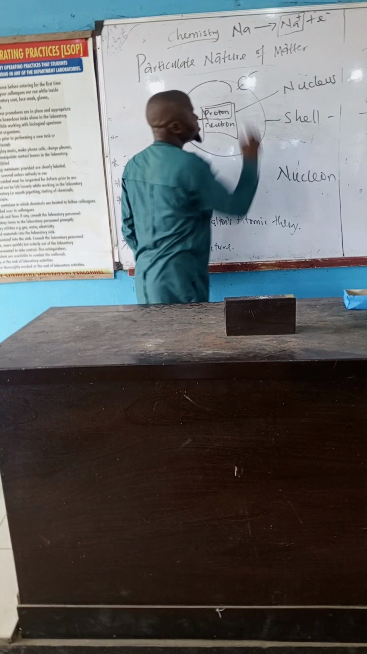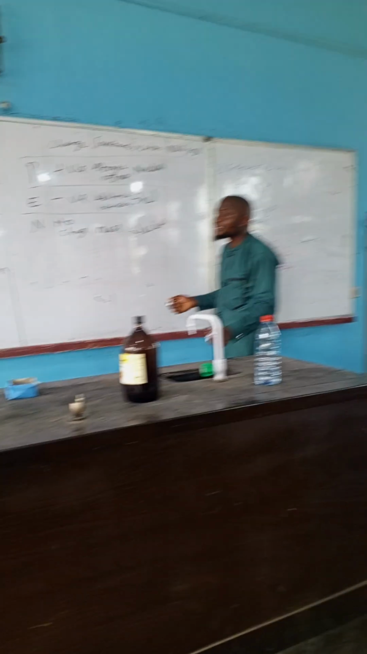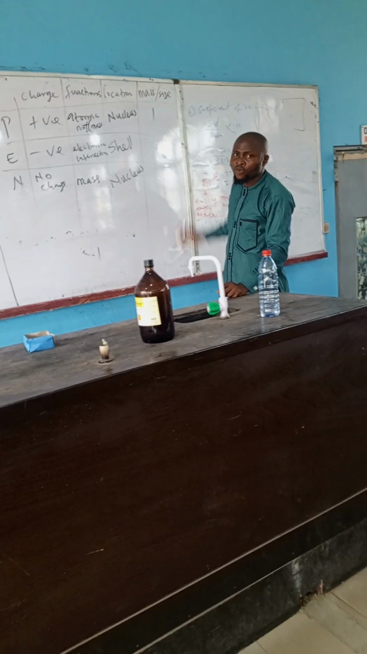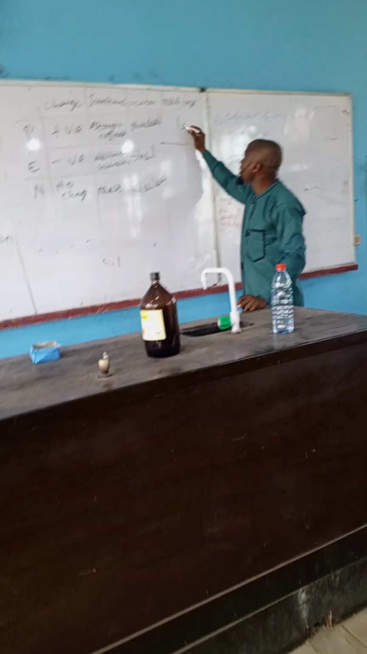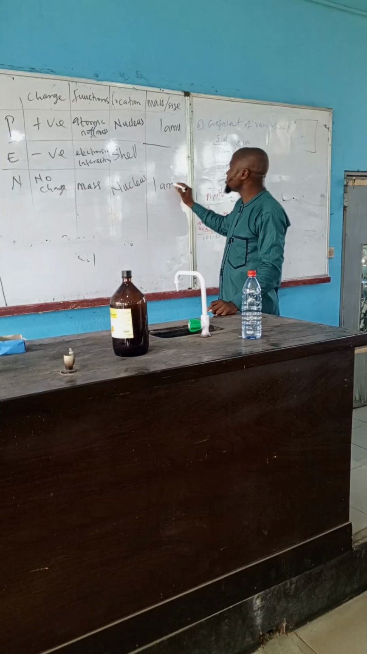This guy, the electron, revolves around the shell. So you have to know this. Since we said the proton and the neutron determine the size, they take an atomic mass unit of 1. That is where you have AMU, atomic mass unit of 1.